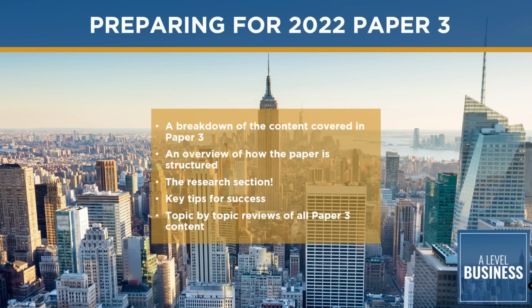So we're going to go through a breakdown of the content covered in Paper 3, an overview of how the paper is structured, which is important because Paper 3 is different to Papers 1 and 2. We're going to talk a little bit about the research section as well, which is another big difference between Paper 1, Paper 2 and Paper 3. Paper 3 has a pre-release. And then I'll give you some key tips for success, and then we'll go through each of the topics and try and figure out what kind of questions they might ask and what kind of content you need to make sure you know before this exam next Thursday.